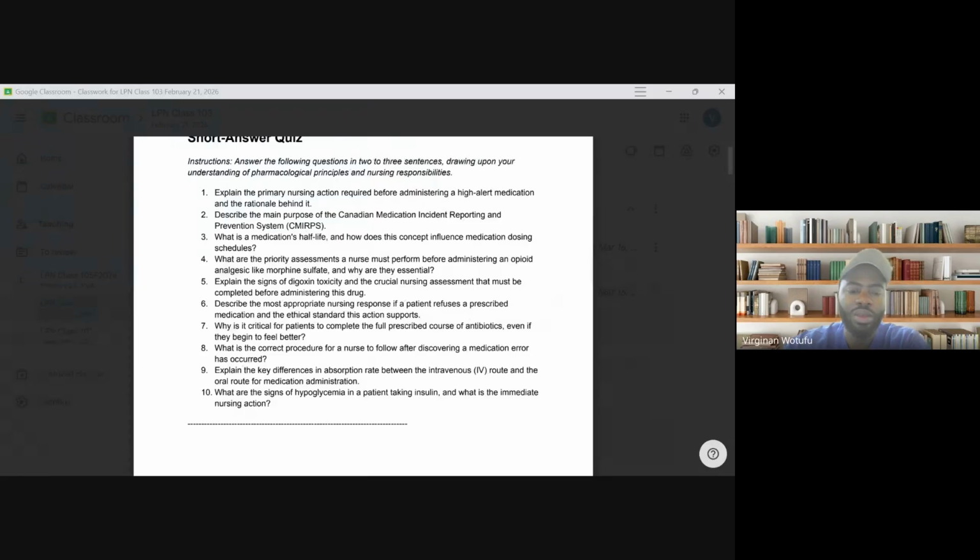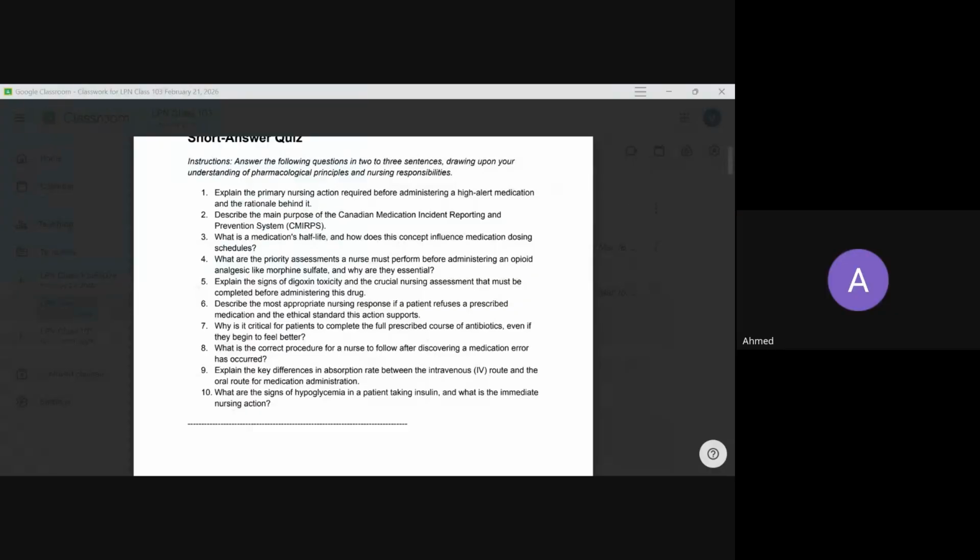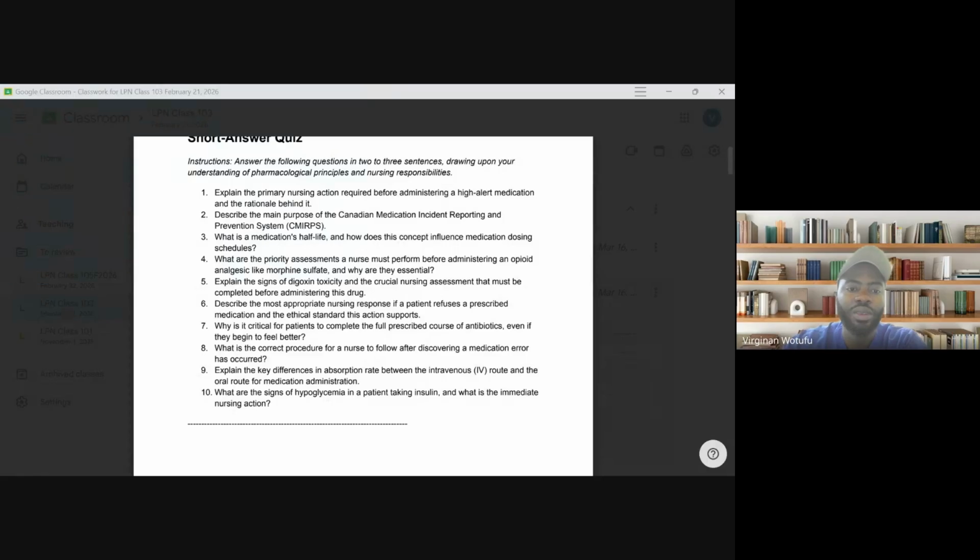So looking at question 2, describe the main purpose of the CMIRPS. Ensure it will provide the safety of the patient and the organization. Okay, ensure safety and prevent future medication errors.